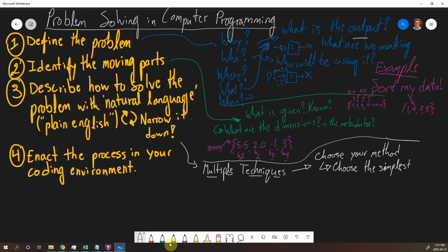So let's say iteration 1. We want to sort my data, which is a sequence of numbers, 5.5, 2.0, negative 1, 3. Well, in fact, sort my data is the highest level. But that's not very granular. You might think it is at first pass, but I'm talking about getting down to really the smallest details. So getting into how exactly you would do that. If I gave you these numbers, how do you sort them?